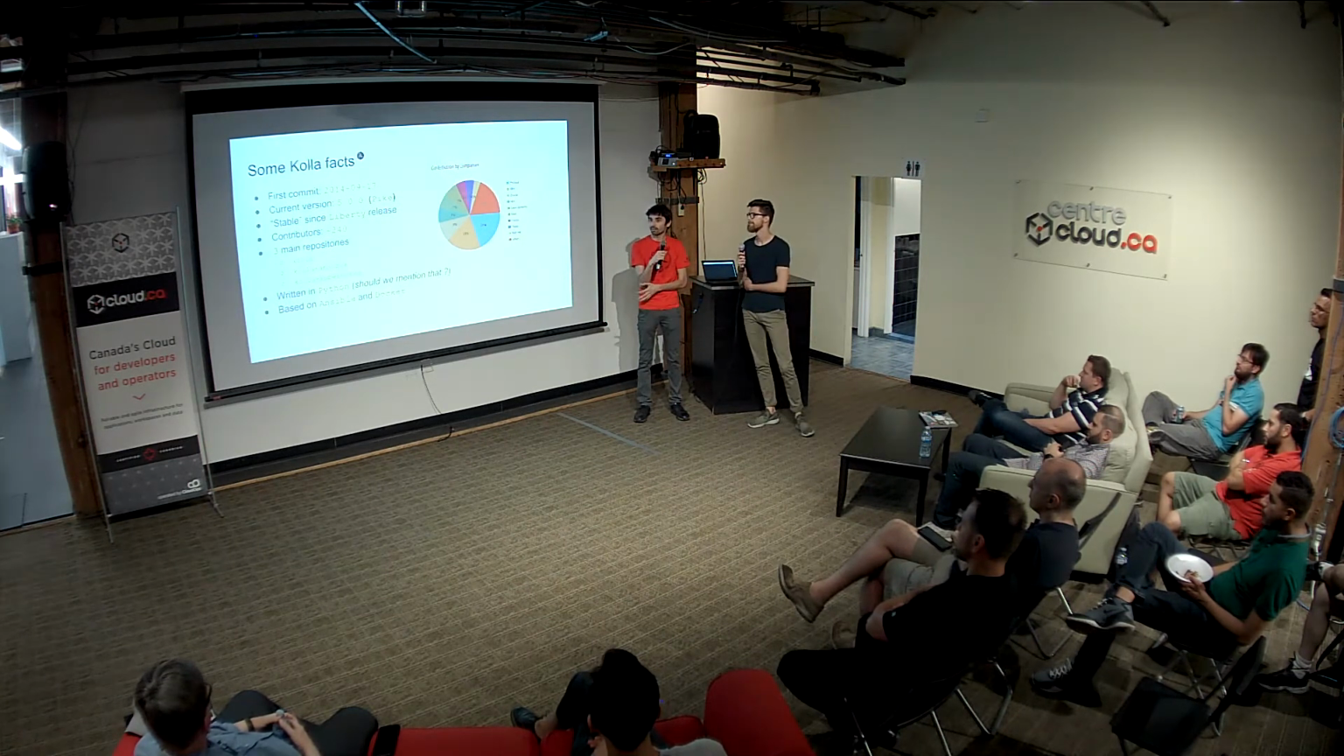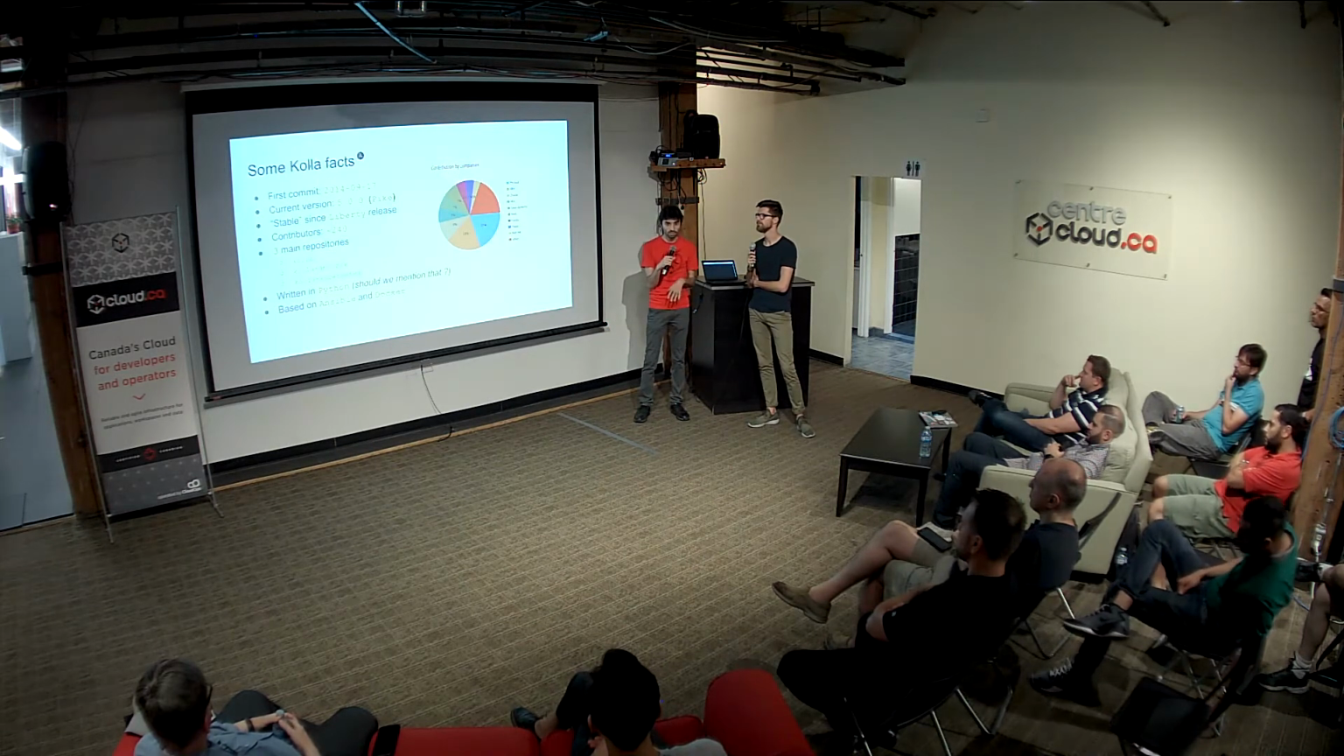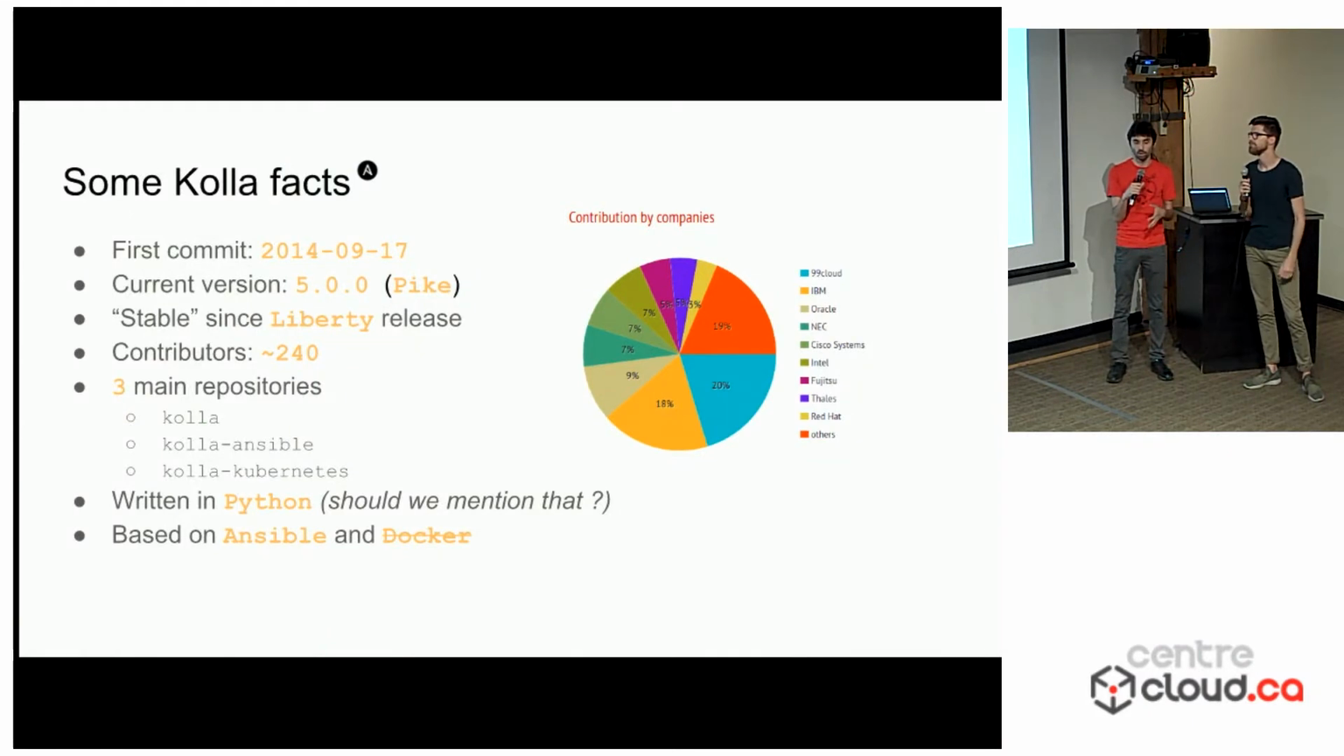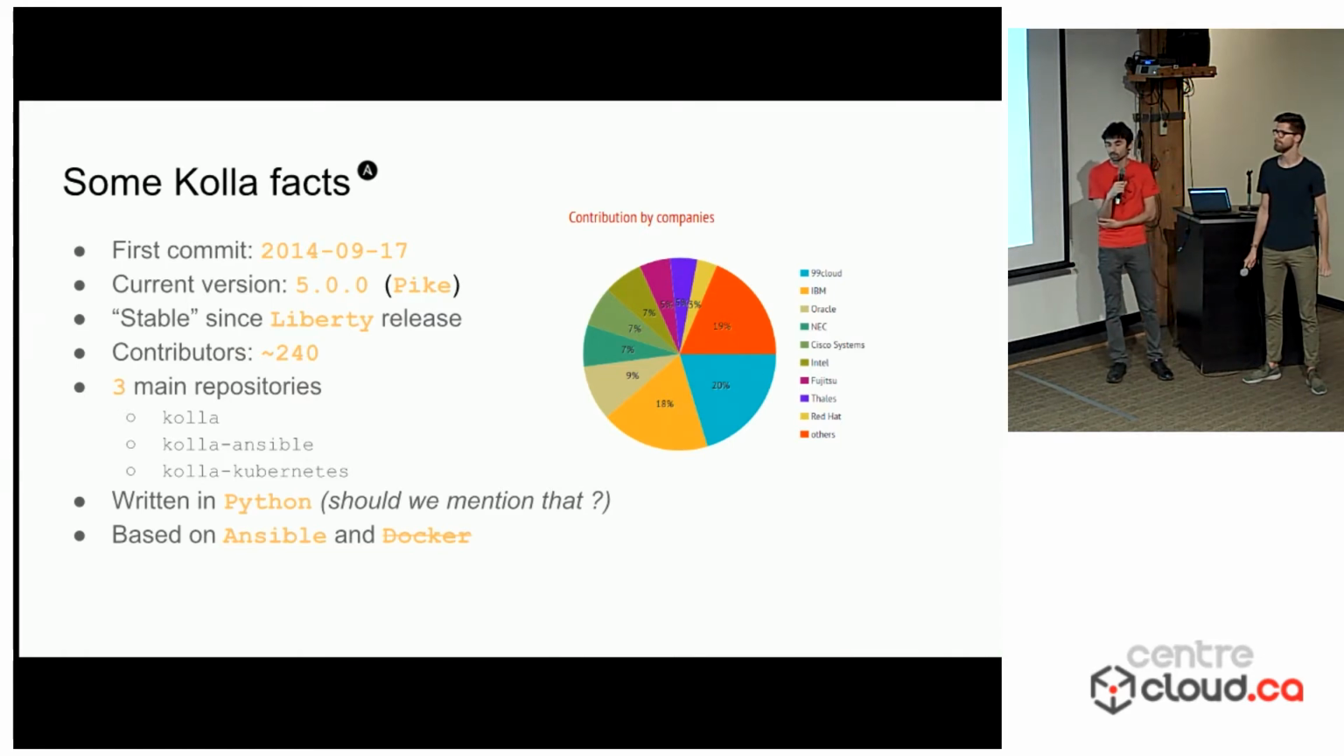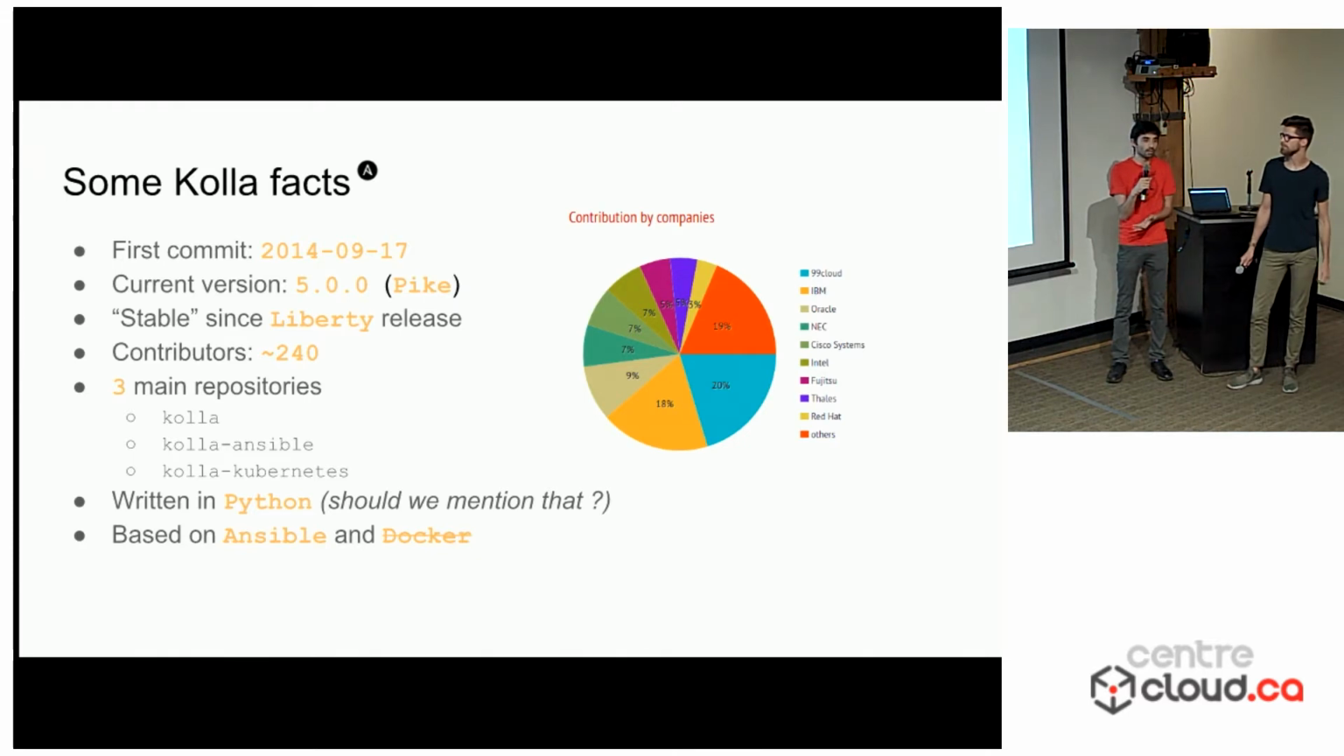So Kolla has 3 main repositories. So the Kolla repository for the images. So all OpenStack images will be in this repository. So if you want to use these images with your own software, you can do it. We have Kolla Ansible for the playbooks and roles. And Kolla Kubernetes. We don't use Kolla Kubernetes yet, but maybe in the future. So it's like 10% Python, and the rest is Ansible and Docker.